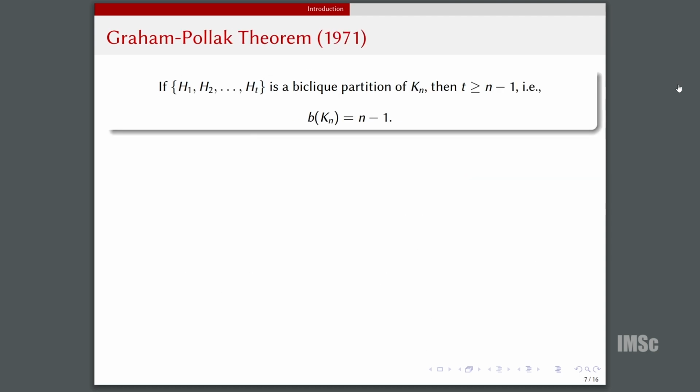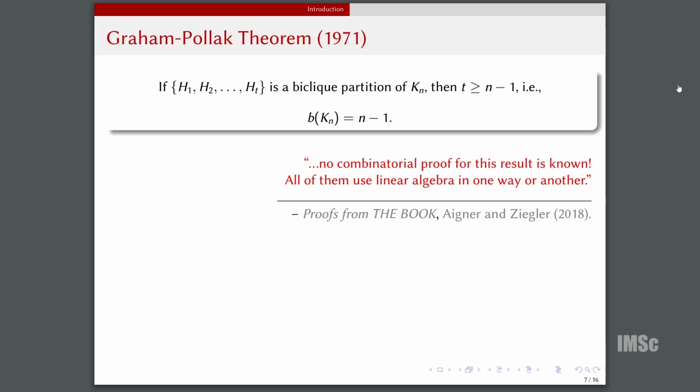So that's the question. What Graham and Pollak did was they showed it's optimal. If you cover a complete graph using edge disjoint bicliques, the number of them should be at least n minus 1. And this is the main theorem that I want to talk about.